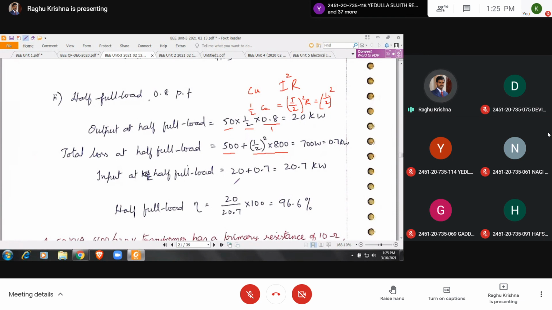Next, input equals output plus losses. Efficiency is equal to output by input. So what is the output? 20. What is the input? 20.7. So output by input.